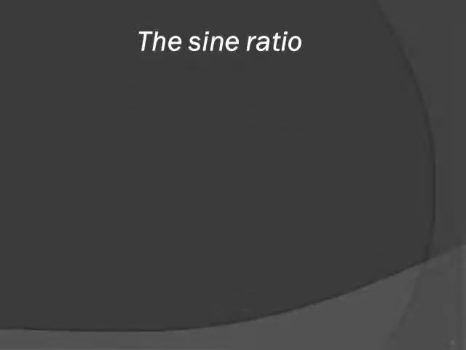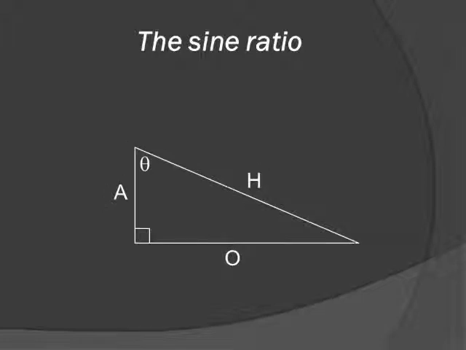The sine ratio. For any given diagram, once you've identified the angle, and it's important to identify the angle, then for that particular angle, identify the O and the A. The H is always going to be in the same spot. Sine of the angle, so sine theta, is the ratio of the opposite to the hypotenuse.